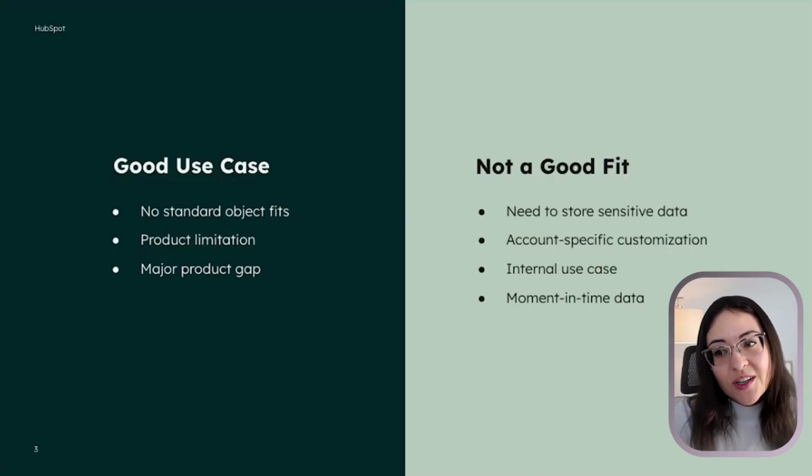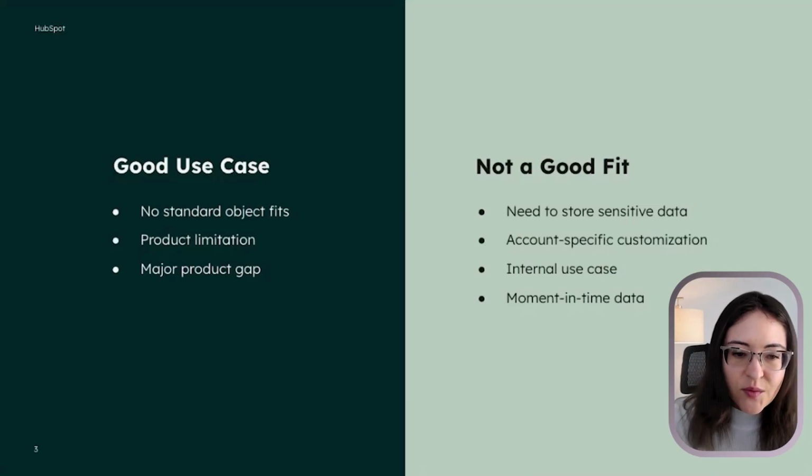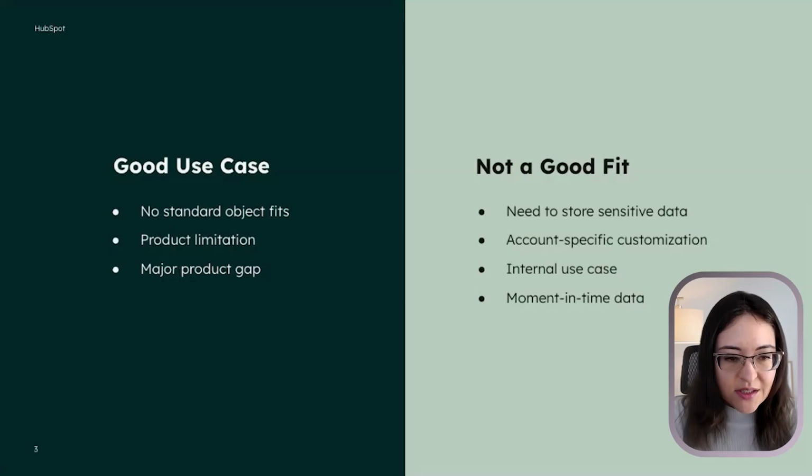Now, for those that are not a good fit, there are some clear cases where app objects are not the right solution. One, when there is a need to store sensitive data. App objects currently do not support sensitive data, so they should not be used here. We recommend storing sensitive data either in standard objects that support the sensitive data, like contacts, tickets, companies, and a few other ones, or custom objects.